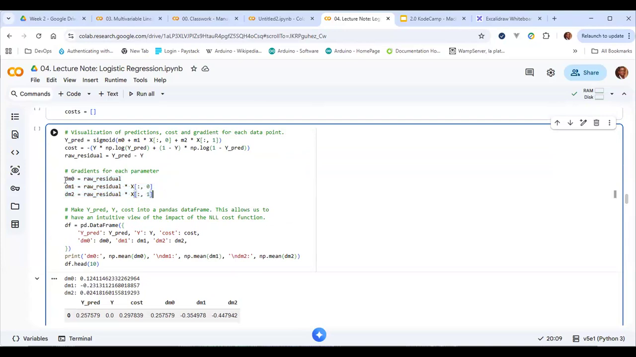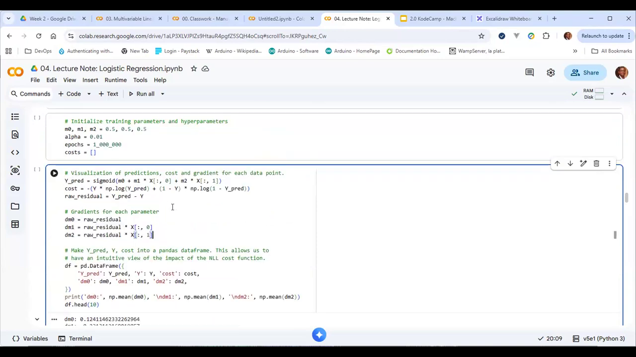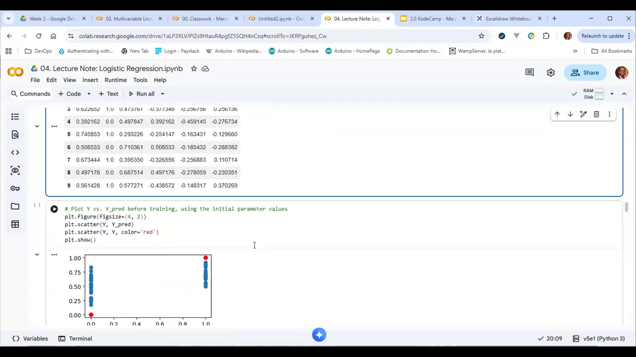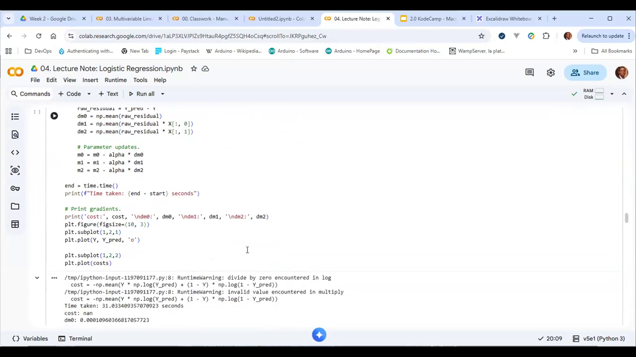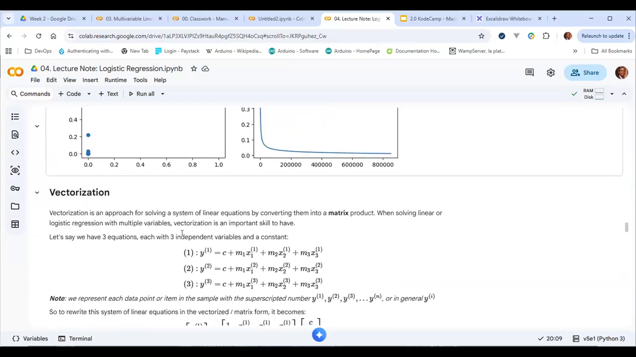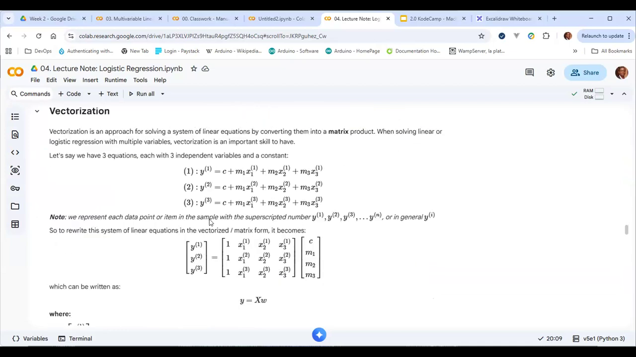I could just do DM, right? That's even because we have three different M's, right? But you could have just one M, and that's where the vectorization comes. So let me explain that vectorization. So vectorization is saying this.